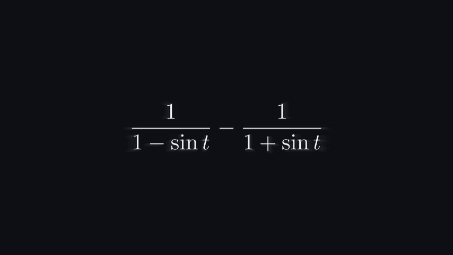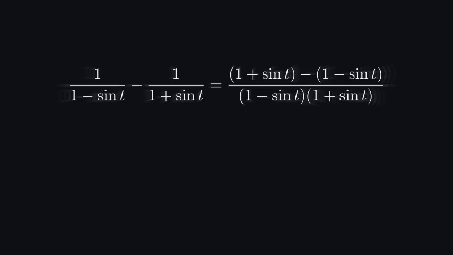There's also a shorter algebraic method. This is useful after you understand the main method. We combine the two fractions. The denominator becomes 1 minus sine squared of t, which is equal to cosine squared of t. Since sine of t equals 3 over 5 and cosine of t equals 4 over 5, we substitute these values. This gives the same answer, 15 over 8.